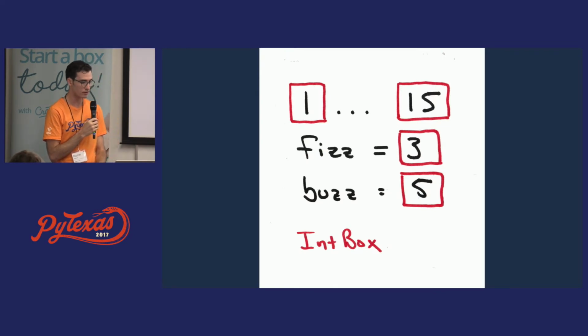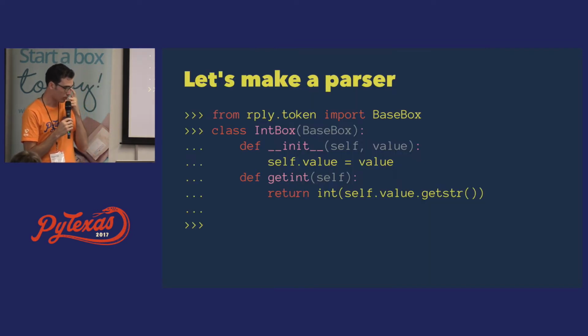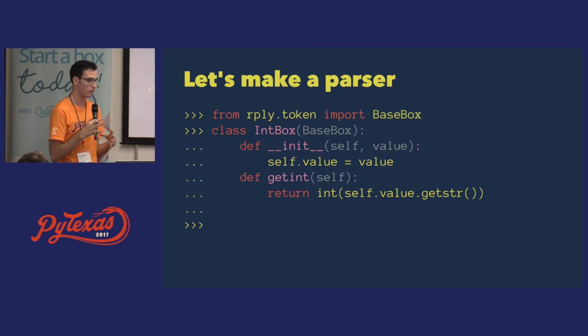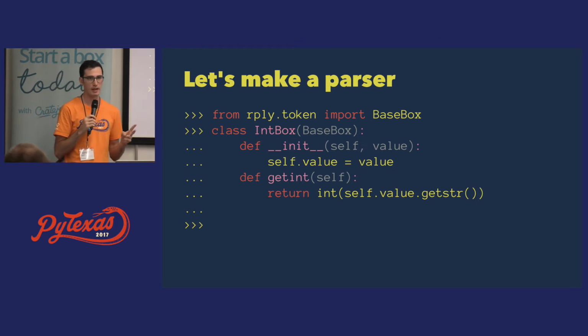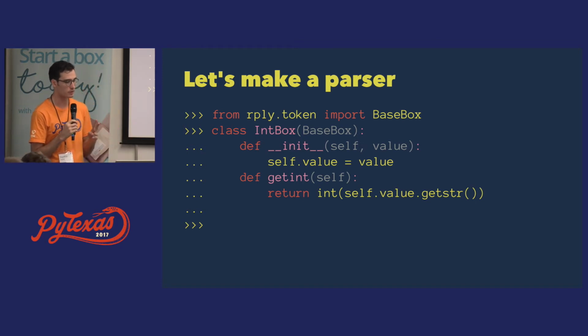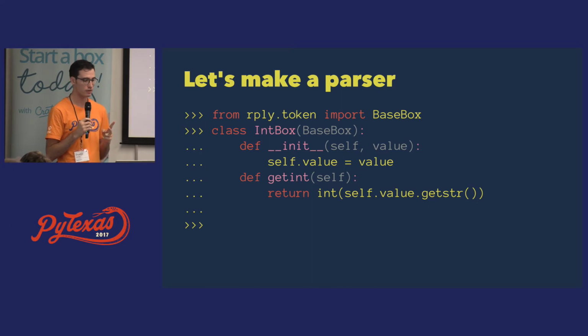First, I'll do an int box. So from RPly, I'll import a base box, and this is just the class that we're going to inherit from to build all of our boxes. There's 2 things that happen here. First, when it gets initialized, it gets passed the value. And so for the int box, we're just going to set the value to be itself.